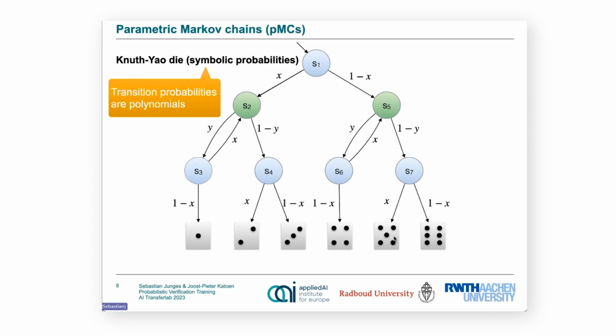And so this leads to this idea of parametric Markov chains, where instead of talking about concrete fixed probabilities, you talk about symbolic probabilities. So the transition probabilities are now no longer fixed numbers, but they're actually polynomials over a set of parameters. And in this talk, unless I explicitly mention something else, we'll use x and 1 minus x and y and 1 minus y as parameters. This avoids some technical challenges.